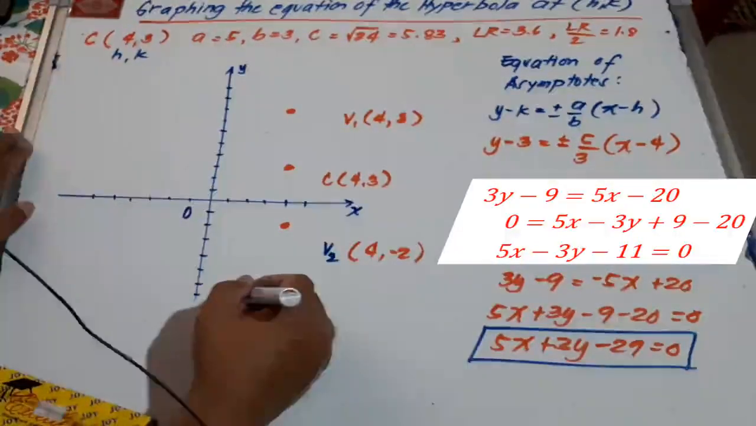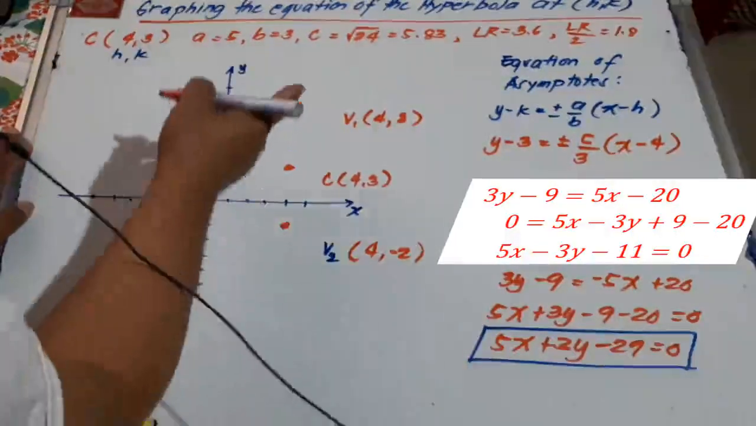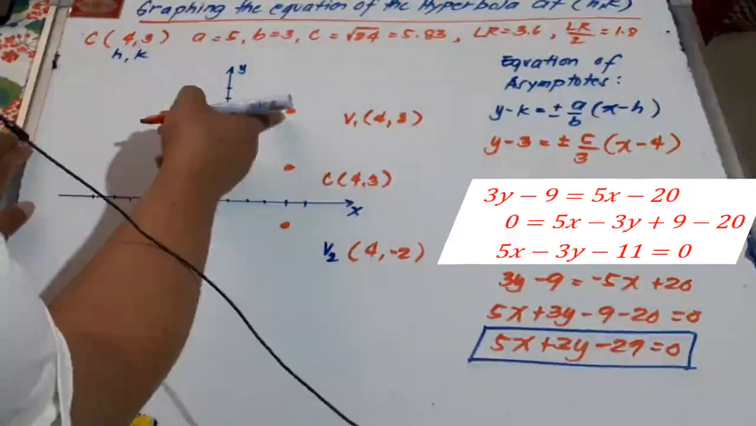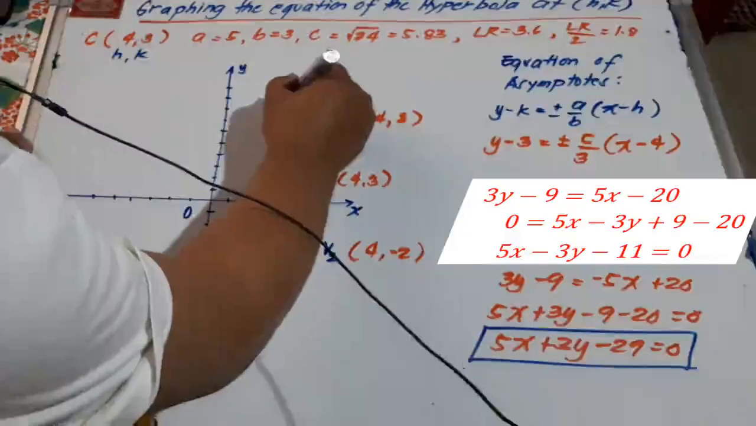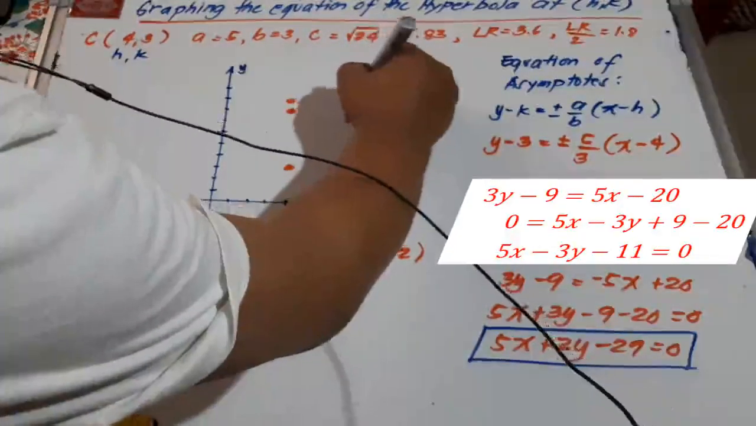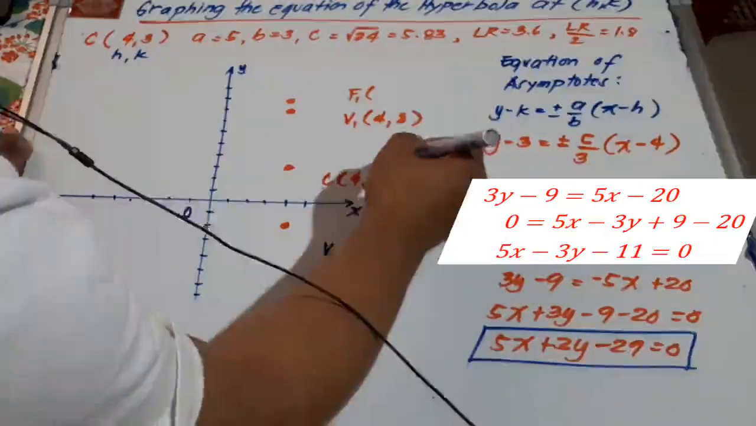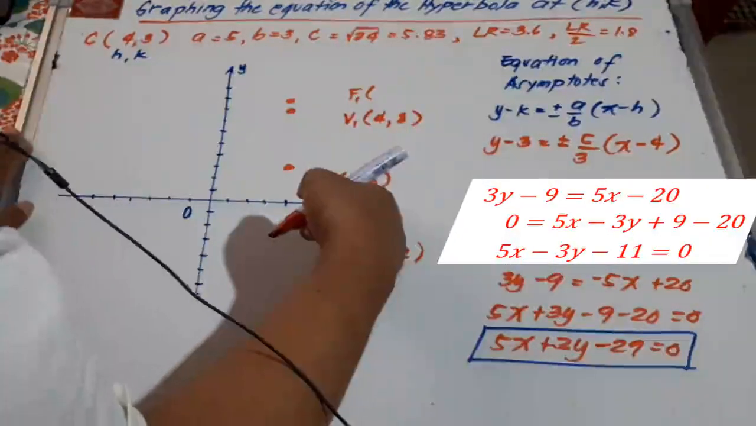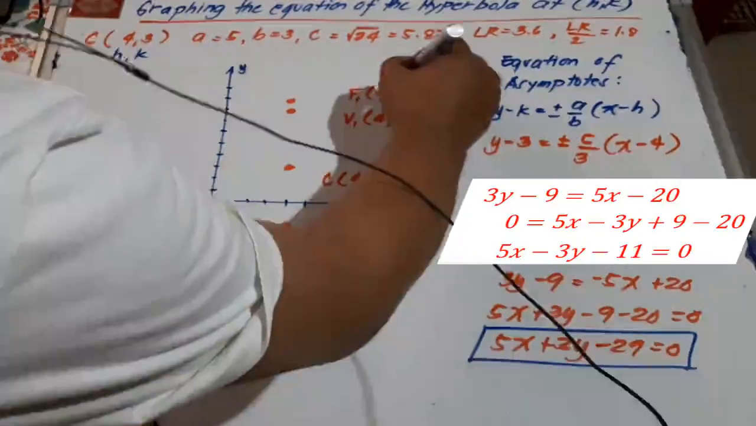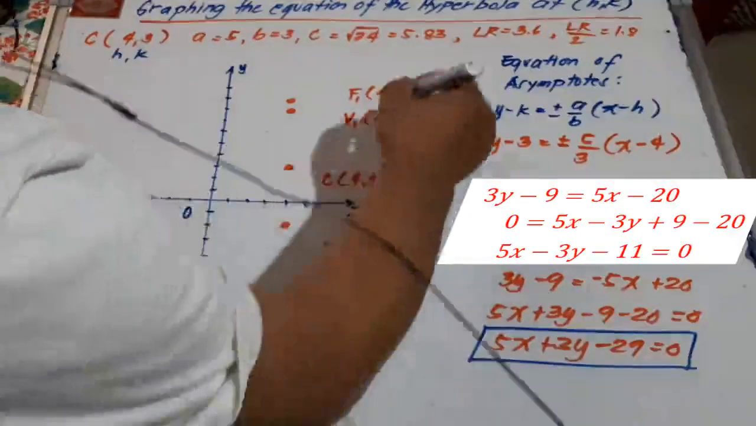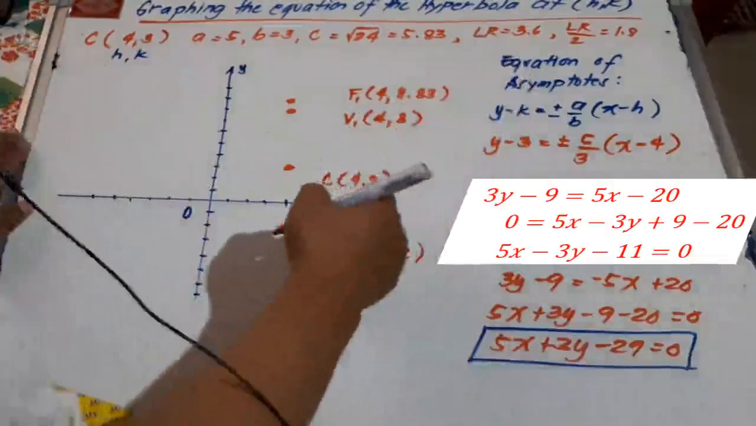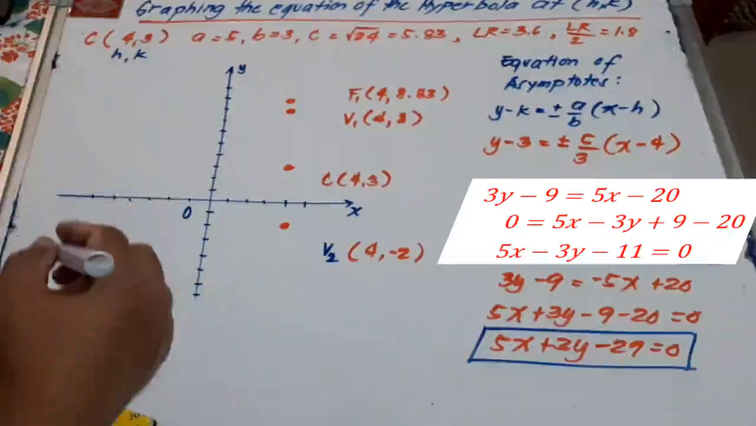Okay? For the foci, so bibilang tayo ng 5.83 starting from the center. So kung ito'y 5 units, magdadagdag na lang tayo ng 0.83 somewhere here. Ito yung F1 natin. Magdadagdag lang tayo ng 5.83 from 3. Okay? So parehas ang horizontal distance. 5.83 plus 3 is 8.83. Or that is 3 plus square root of 34.